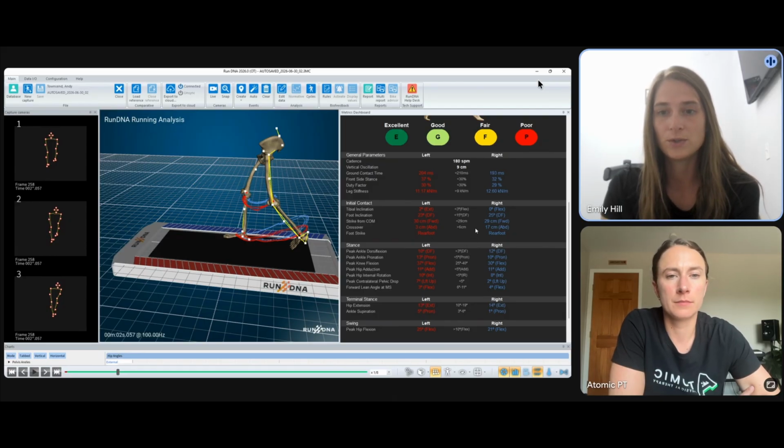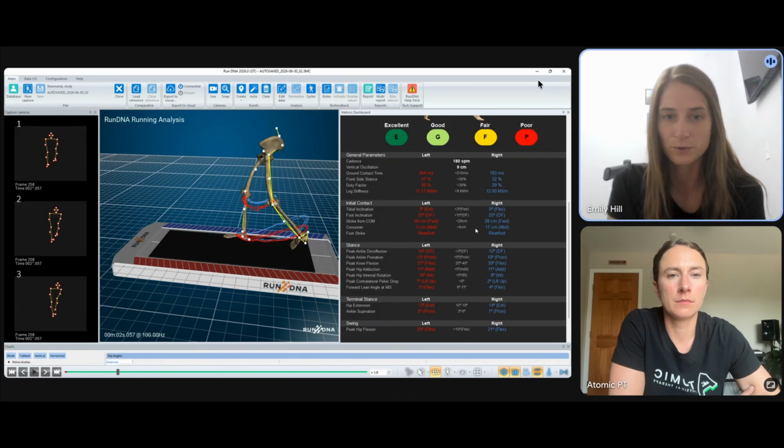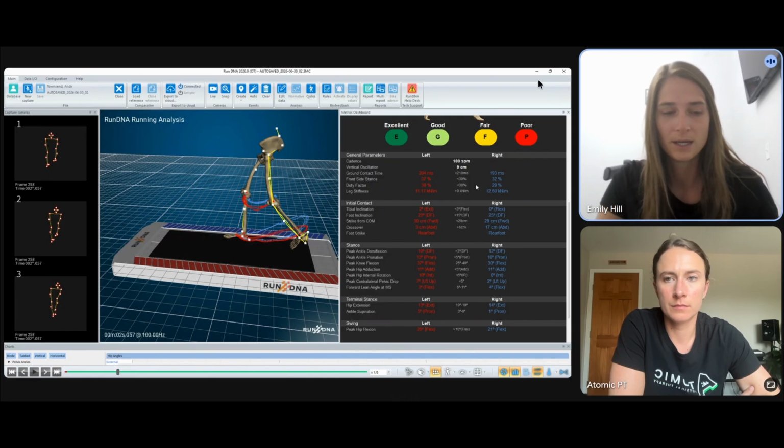So in addition to those cues, I would also be having him work on some strength at the ankle, but then also further up the chain at the hips to just help prevent some of that collapsing that's going on.